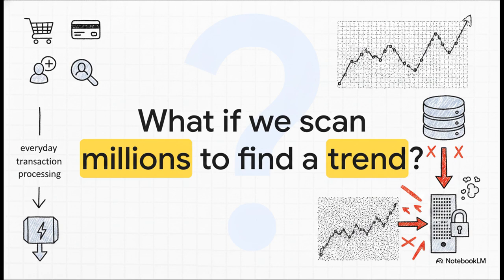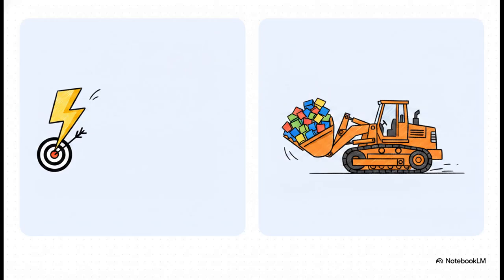But what happens when your business analysts need to scan millions or even billions of historical records to figure out a macro-level market trend? If they run that massive query on your standard B-tree, it's going to scan so many pages that it might lock up the entire system and literally crash your customer-facing website. And this brilliantly illustrates the grand divide in the database world.